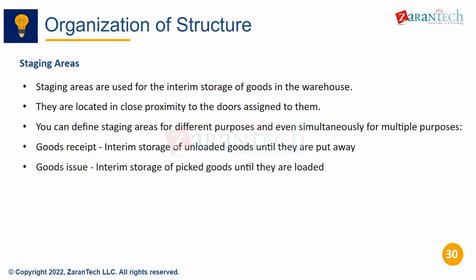This is the staging area, as I explained to you: the goods issue area and the goods receipt area. These are the interim storage locations to do the unloading and picking activity until the stock is put away or until it is loaded. This is a temporary location, we can say, to put the stock into the warehouse.